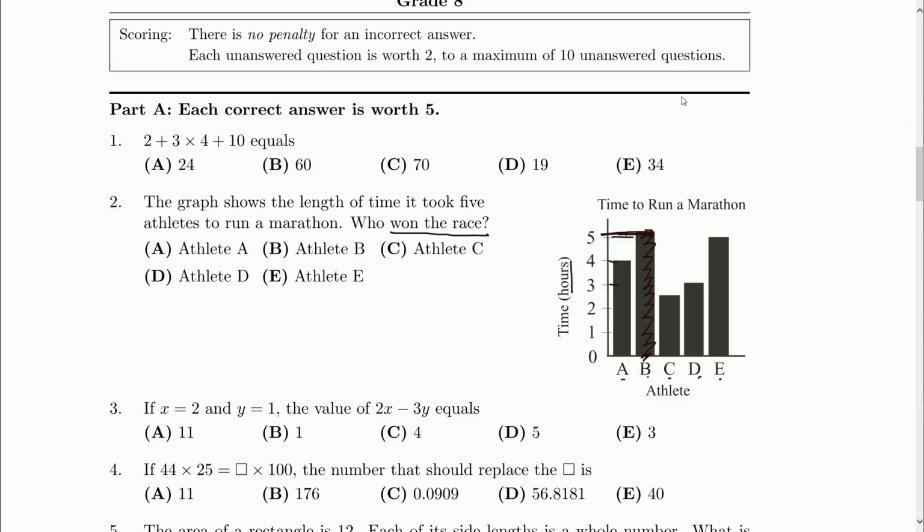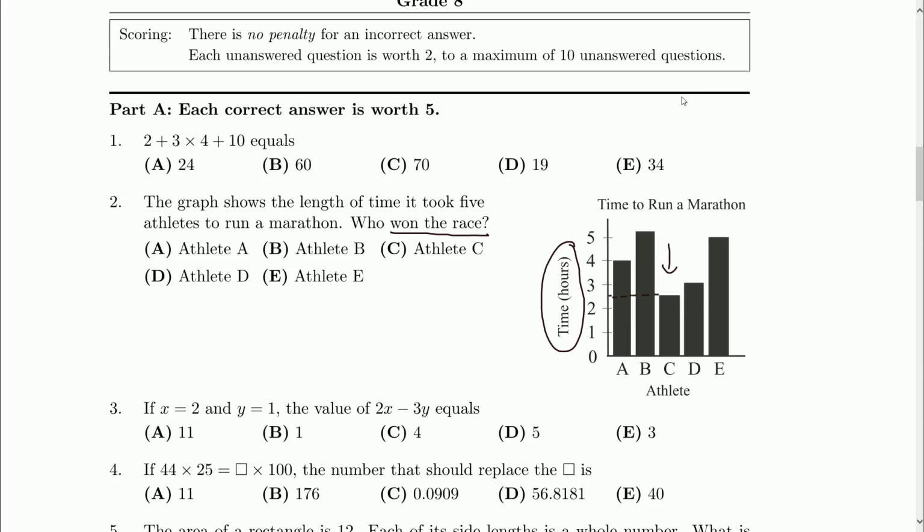Okay? So we can read from this particular bar chart exactly how long it took each person to run a marathon. We're being asked who won the race. Now, how do you know who wins a race? Well, whoever finishes first. Well, how do you know who finished first? If all we have is the time, the person who finished first is going to be the person with the lowest time. So we don't actually need to read off the specific times. We just need to look for the lowest bar, and that happens to be C.